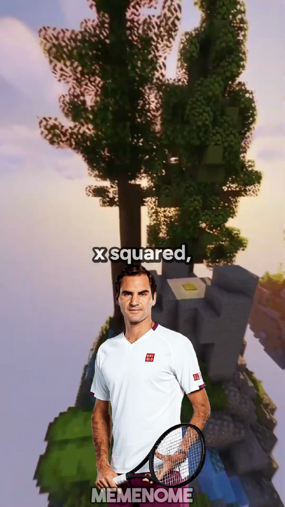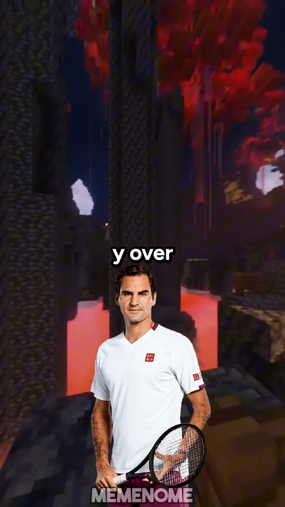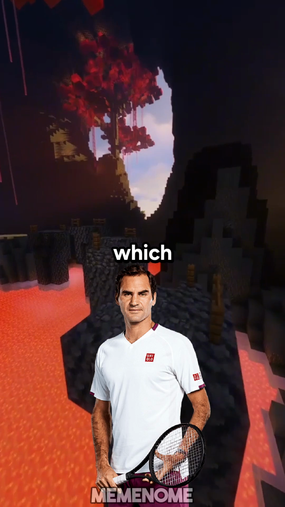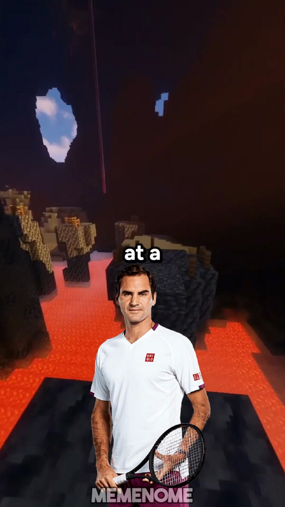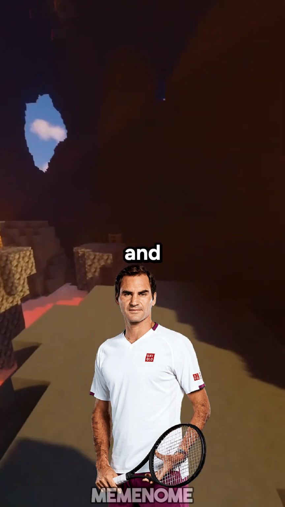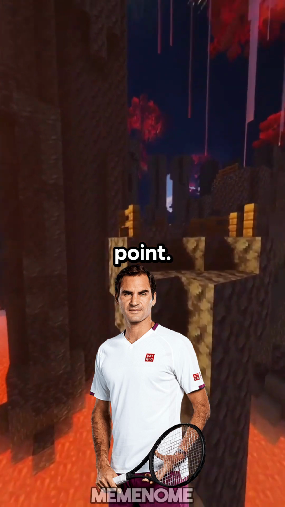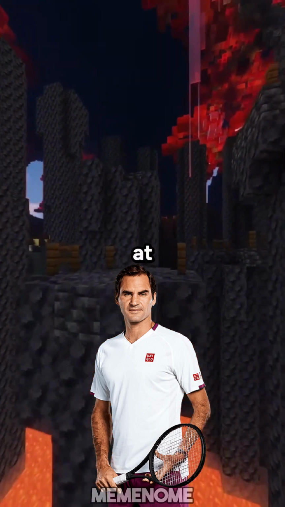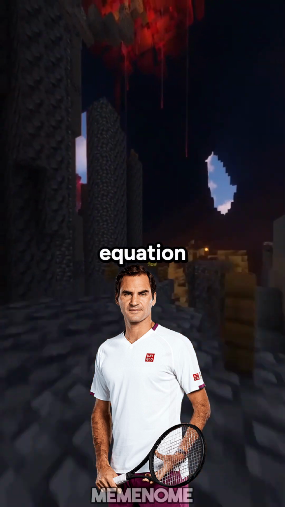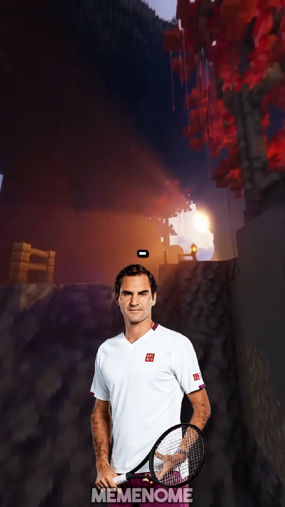For y equals x squared, the slope at point x is the limit of change in y over change in x, which algebra shows equals 2x. The tangent line touches the curve at a single point and gives a linear approximation to the curve near that point. For y equals x squared, the tangent line at x0 has equation y equals 2x0 x minus x0 squared.